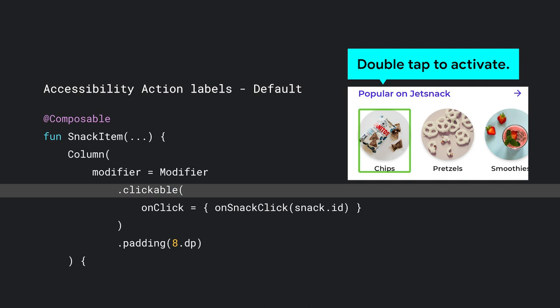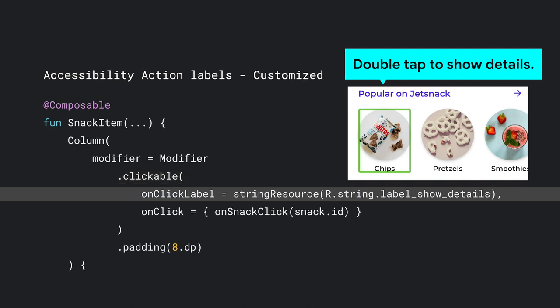Here, for the snack item, we apply a clickable modifier and supply an onClick callback, which will be performed when the item is clicked. By default, TalkBack will describe the clickable with the hint, double tap to activate. You can customize the action label if you want. Here, we set the onClick label to a localized string, show details. Now, when TalkBack speaks the hint of this item, it will say, double tap to show details.